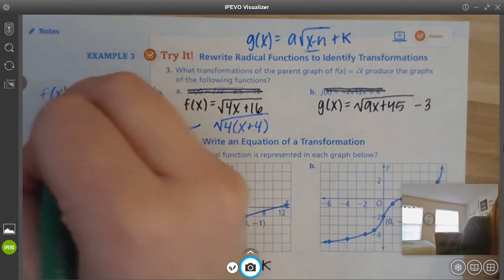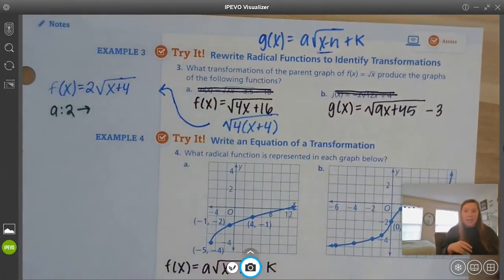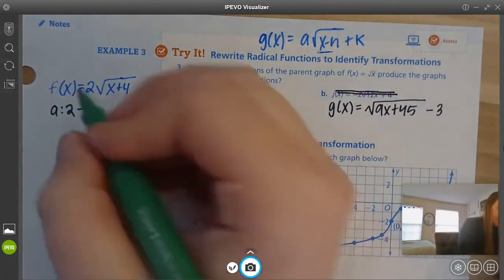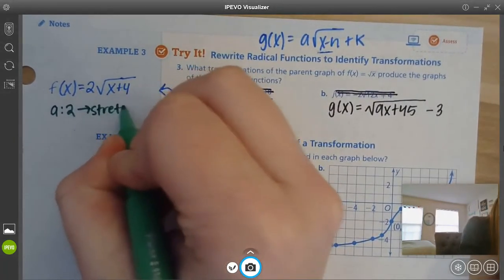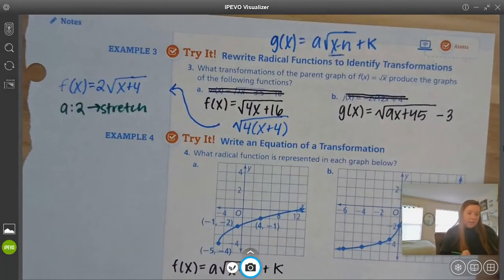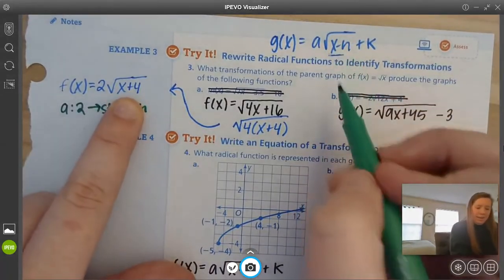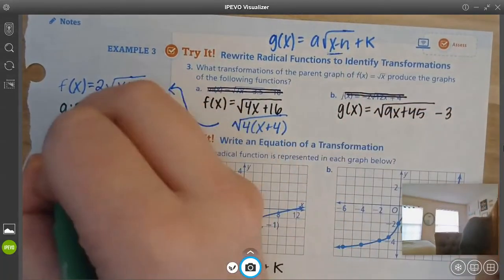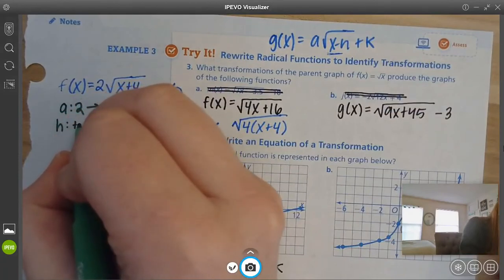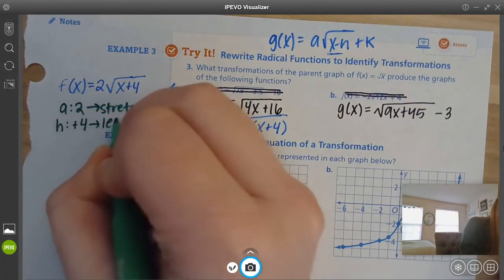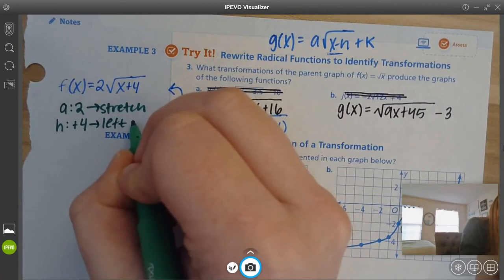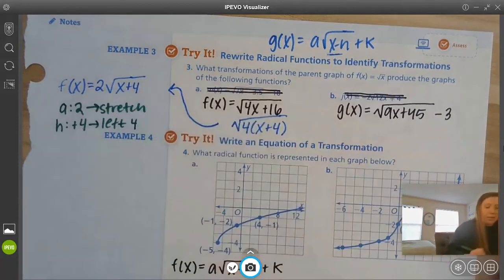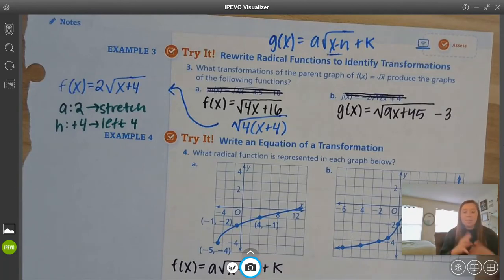Here, our a value is 2. Because it is a whole number, not a fraction, it is going to be a vertical stretch. And our h value here is positive 4. So h is a plus 4, which means it's going to go to the left 4. That one is a one that's backwards. So we would want to simplify anything we could underneath the radical first, and then we can identify the transformation.